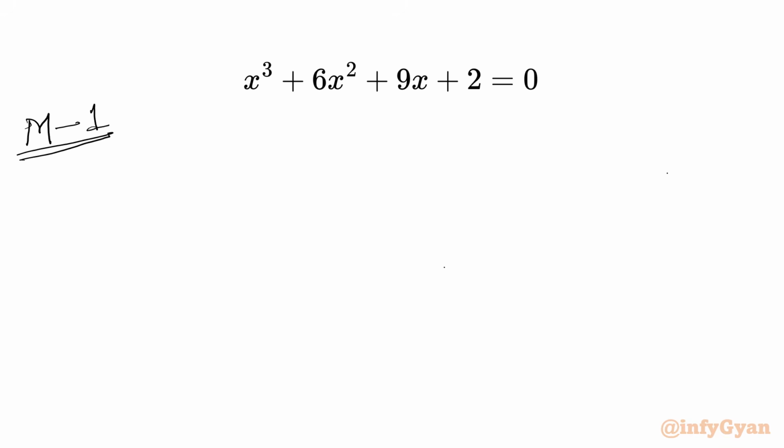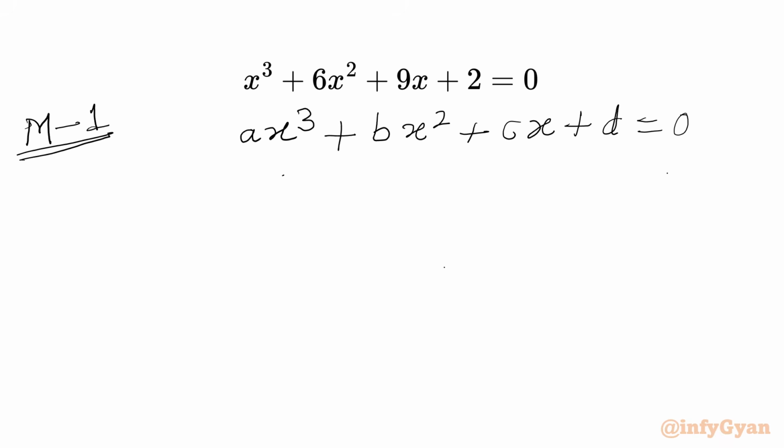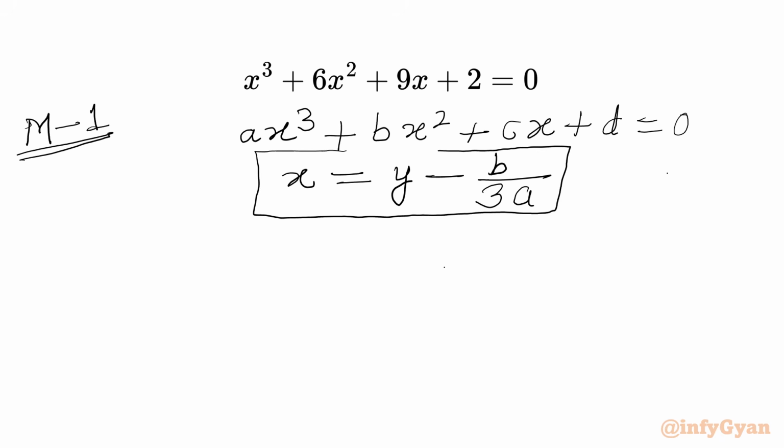To transform a full cubic equation into depressed cubic, we use this transformation. This shift eliminates the x square term by shifting the variable along x-axis. For any standard cubic equation, let me write here ax cube plus bx square plus cx plus d equal to 0. The required substitution formula is x equal to y minus b over 3a. This is the general substitution formula in this transformation technique.